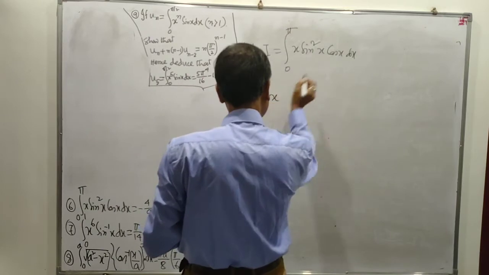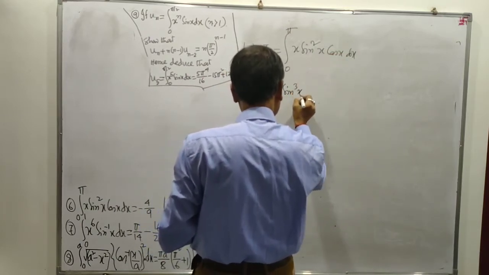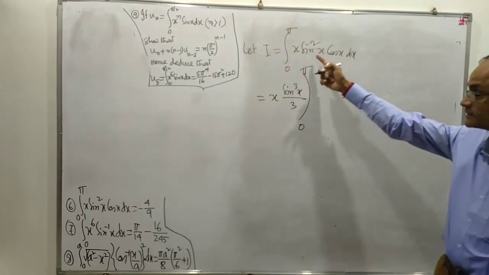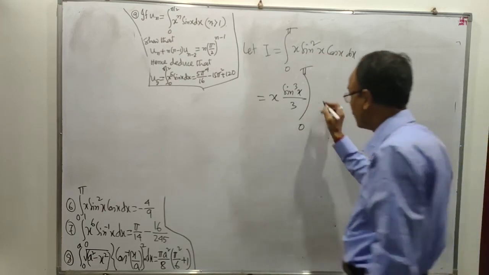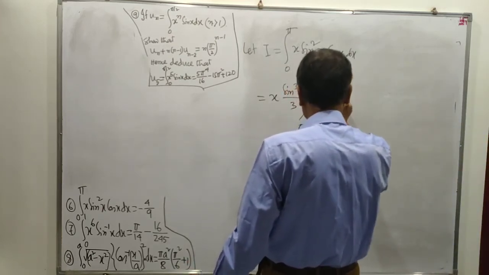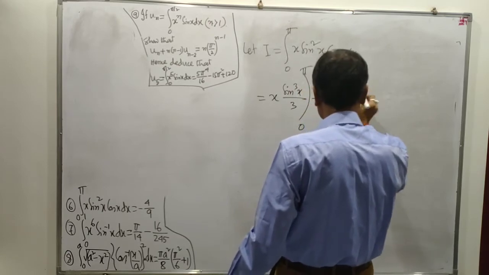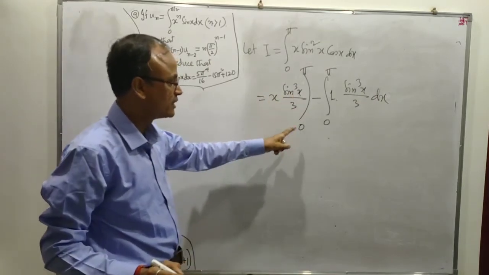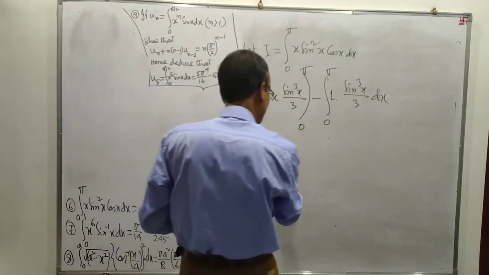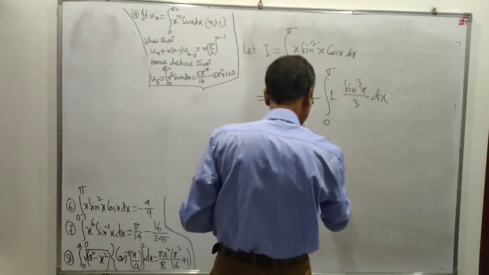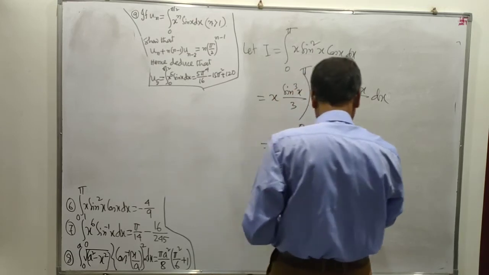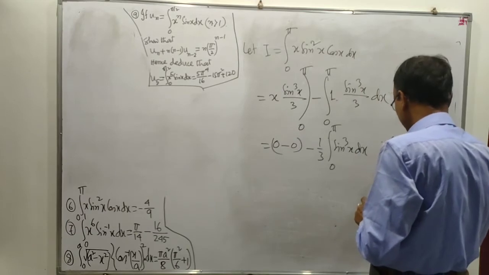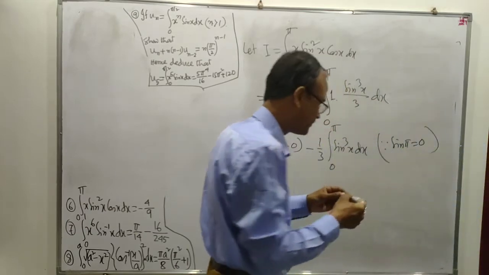This is equal to first function x the integration of the second function, from 0 to pi, minus the integration from 0 to pi of the differentiation of the first function times the integration of the second function. Now see, sin pi equal to 0, so this is equal to 0 minus 0, minus 1 by 3 integration 0 to pi sin cube x dx, since sin pi equal to 0.